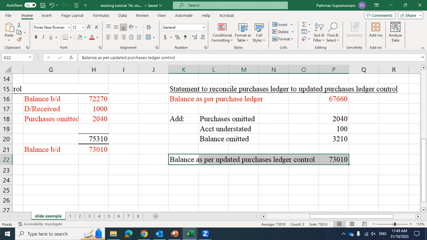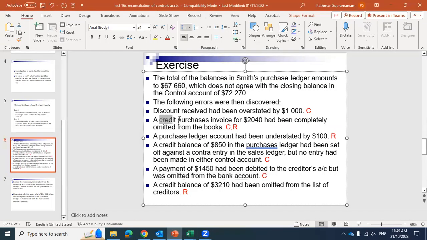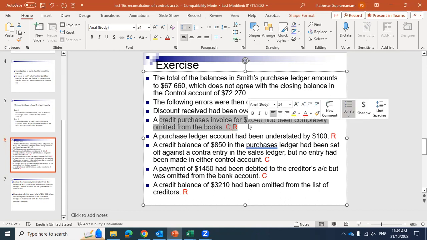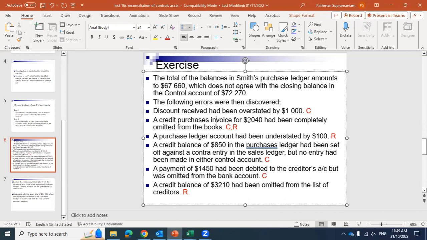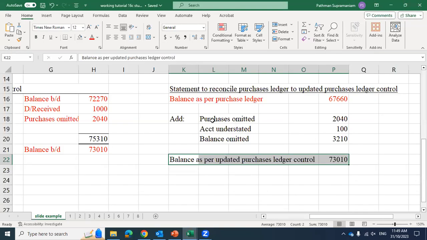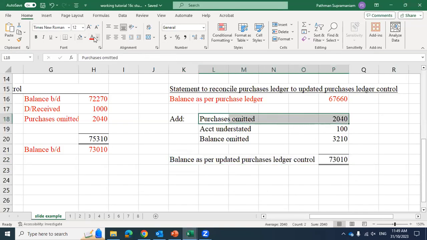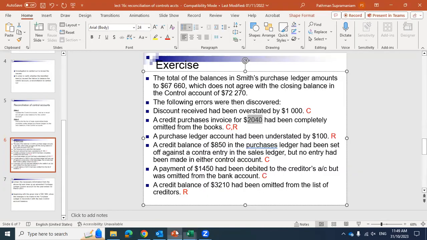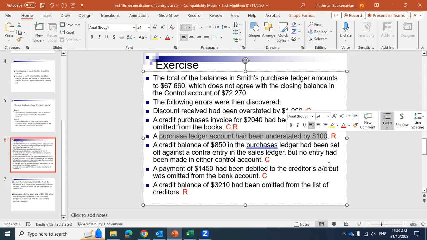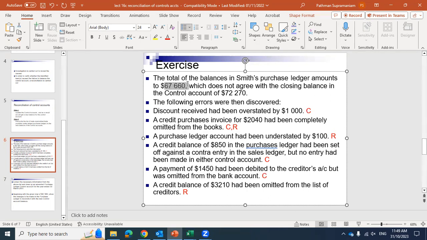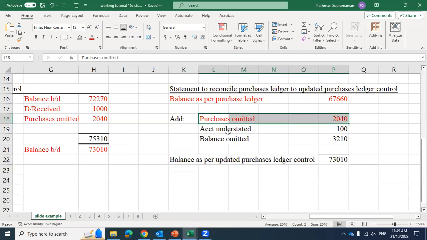So along the way, now I'm going to pick up all the R items. So a credit purchase invoice for 2040 had been omitted. So we need to add, which means we owe a supplier 2040, but we did not record this in this figure. This figure does not include 2040. So we need to add a further $2,040. Then a purchase ledger account had been understated. So this will affect 67,660, right? So we need to add.